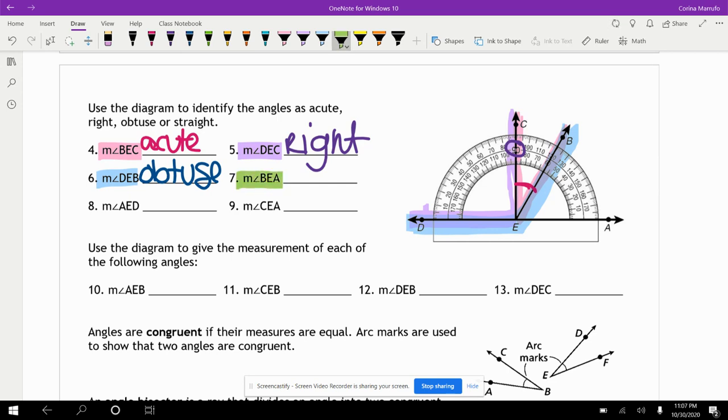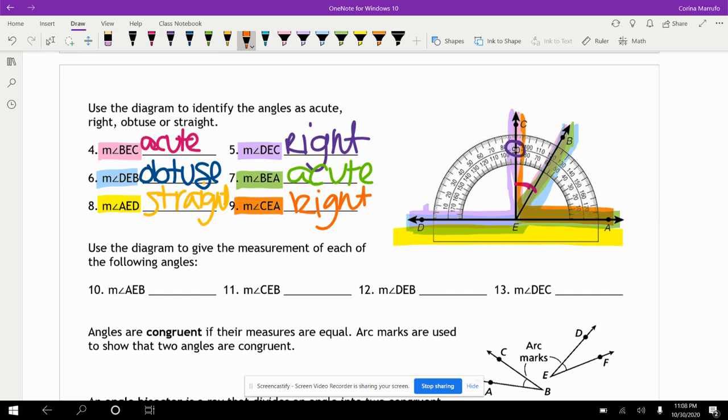Then we have BEA, so B to E to A. That is going to be an acute angle. It's less than 90 degrees. Okay, the next one is going to be AED. From A to E to D is going straight across. So this is called a straight angle. Straight. And last we have CEA. From C to E to A is going to be 90 degrees exactly. So this is a right angle.